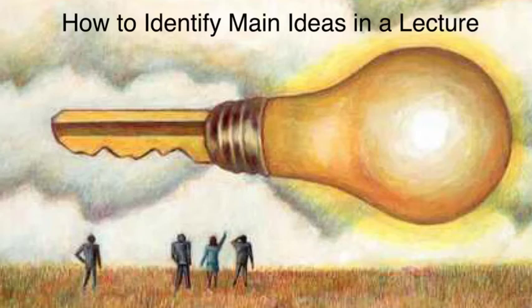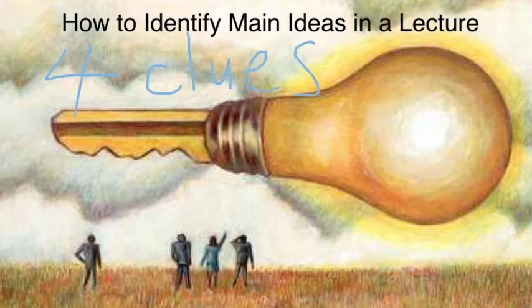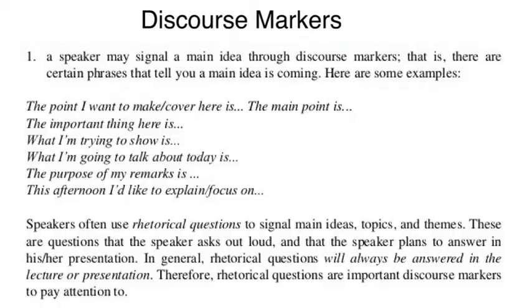Okay, so we're going to talk about how to recognize or identify main ideas in a lecture. And this can be tricky because when you're listening to a lecture or a talk, you're hearing lots and lots of information. So how do you know what are the most important concepts that you need to be writing down in your notes? So basically there are four kinds of clues or different ways to help you identify main ideas. And we're going to take a look at each of those in the next couple of slides.